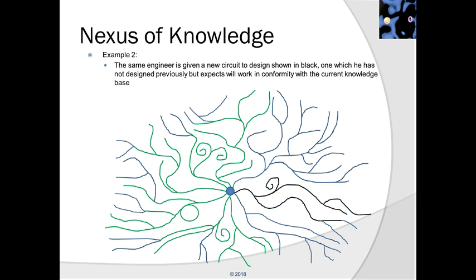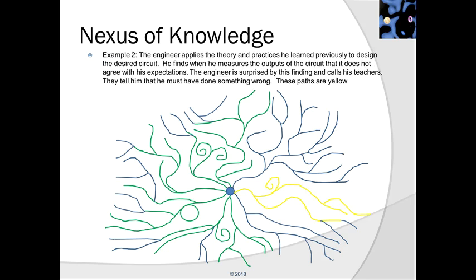Example 2. The same engineer is given a new circuit to design, as shown in black, one which he has not designed previously, but expects will work in conformity with the current knowledge base. The engineer applies the theory and practices he learned previously to design the desired circuit. He finds when he measures the outputs of the circuit that it does not agree with his expectations. The engineer is surprised by this finding and calls his teachers. They tell him that he must have done something wrong.